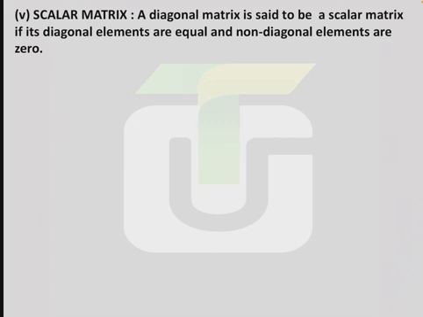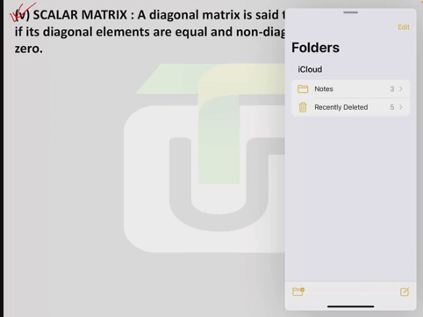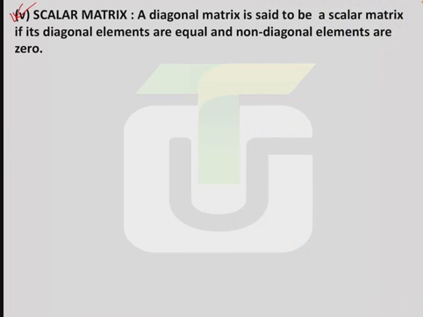So our next matrix is scalar matrix. So what is a scalar matrix? A diagonal matrix is said to be a scalar matrix if its diagonal elements are equal and non-diagonal elements are 0. So a scalar matrix has to be a diagonal matrix first of all. And a diagonal matrix is said to be a scalar matrix when the diagonal elements are equal, correct?